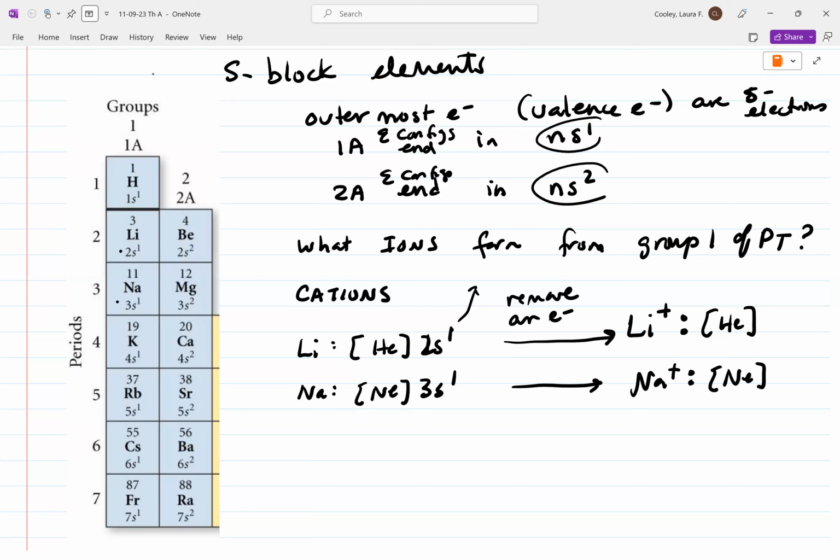So you could see that every single element, right, in that first column of the periodic table, it ends in ns1. That electron gets taken away. You make the ion, a single positively charged ion, and it ends up with this rare gas configuration for the ion.